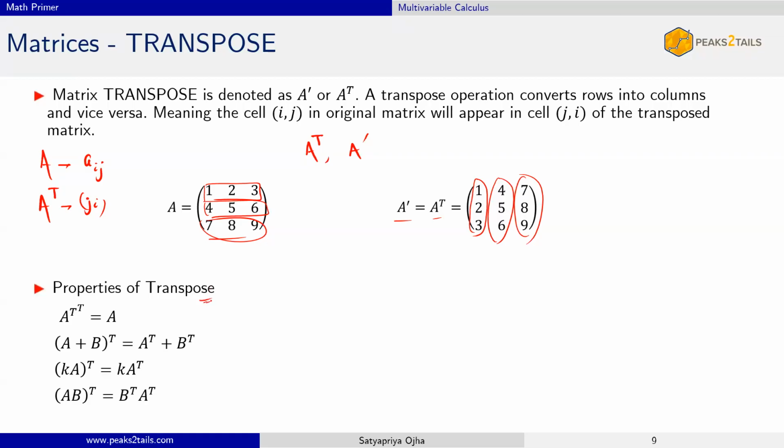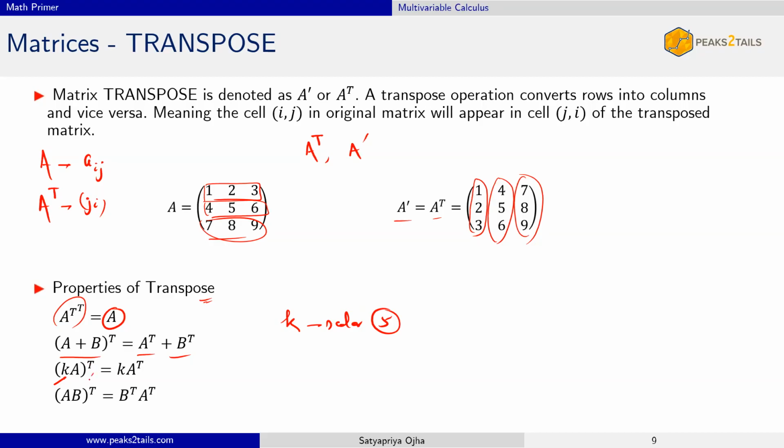There are a few useful properties of transpose. If you do transpose twice, obviously that will return the original matrix. A plus B whole transpose is A transpose plus B transpose. That's good. K times A whole transpose: what is K? K is a scalar, a number like 5 or 2 or whatever. If you multiply a scalar to a matrix, it gets multiplied to all the elements. So if you multiply 2 with the matrix, it will double all the entries.